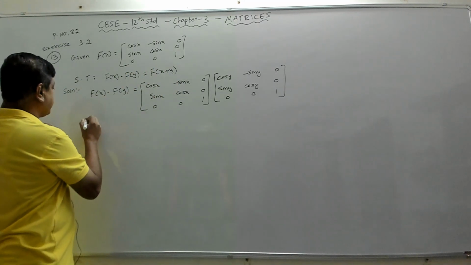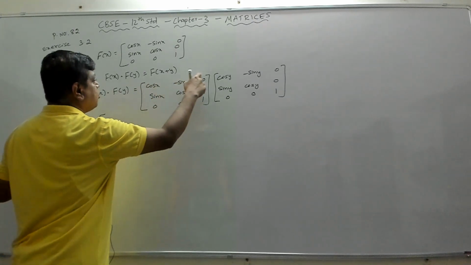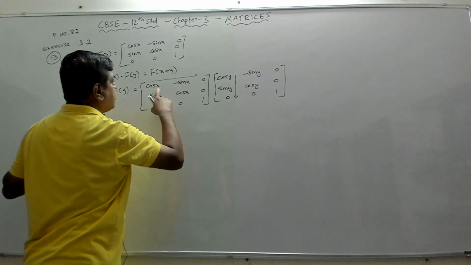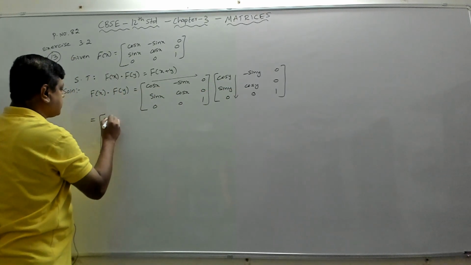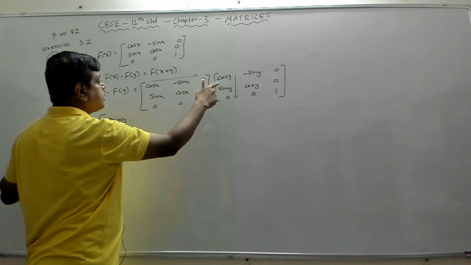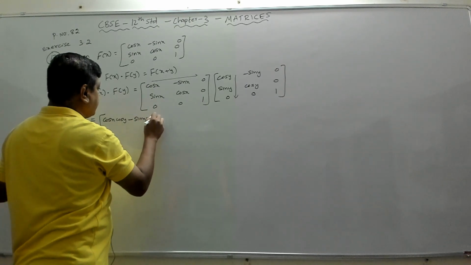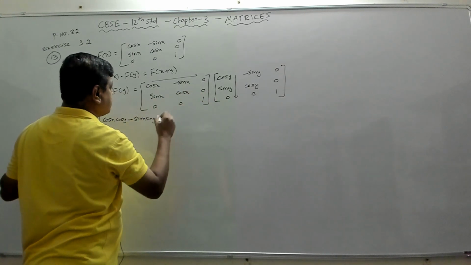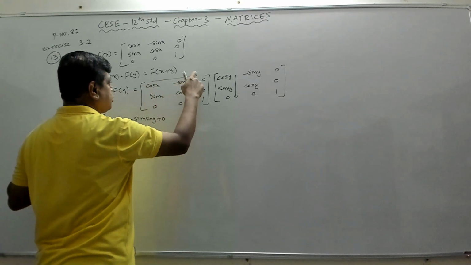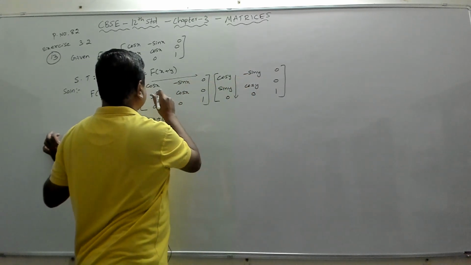Now let's do the multiplication. Start with the first row with the first column. So cos x into cos y is cos x cos y, plus minus sin x into sin y will give you minus sin x sin y. Then plus 0 into 0 is 0. So that is the first element. Then first row, second column will give you the second element.